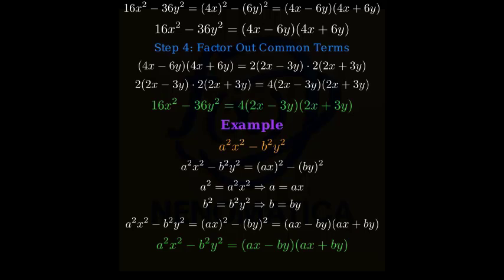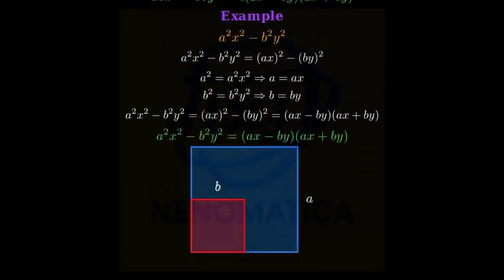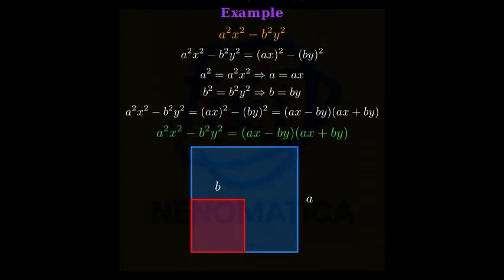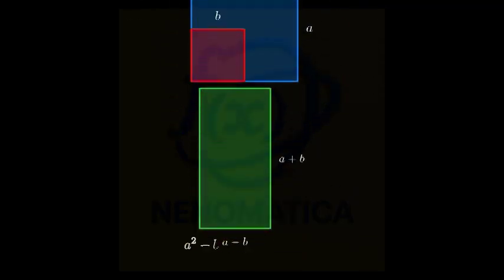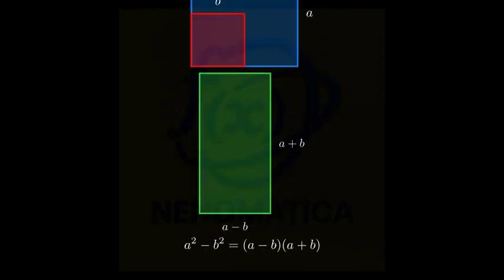Let's visualize the difference of squares geometrically to better understand this formula. Here, we have 2 squares. The larger blue square has side length a, and the smaller red square has side length b. The difference of their areas represents a squared minus b squared. If we rearrange this difference, we can form a rectangle. The width of this rectangle is a minus b, and the height is a plus b. The area of this rectangle is a minus b times a plus b, which equals a squared minus b squared.